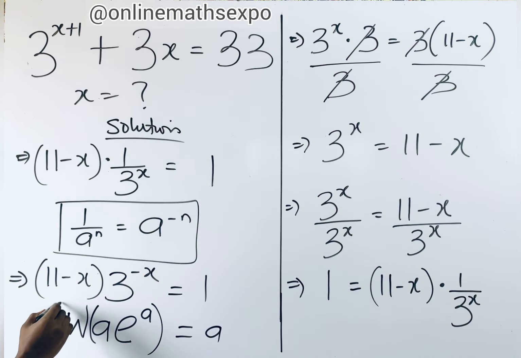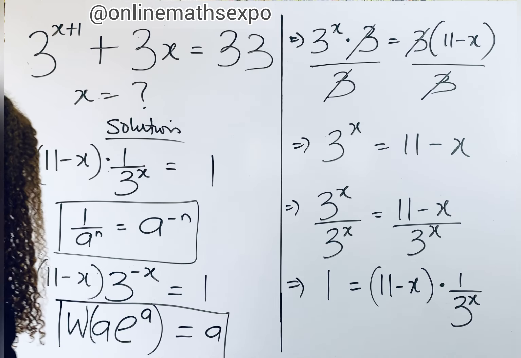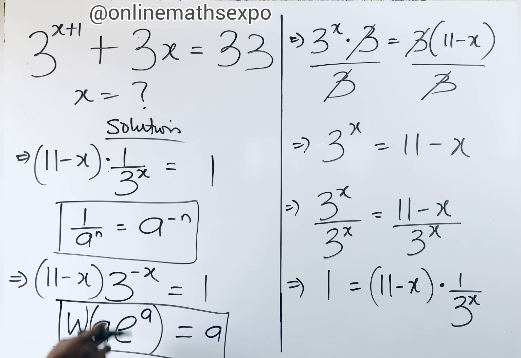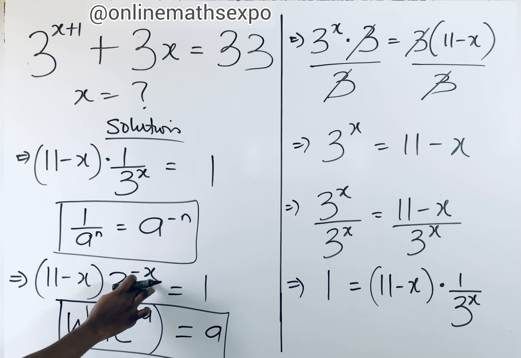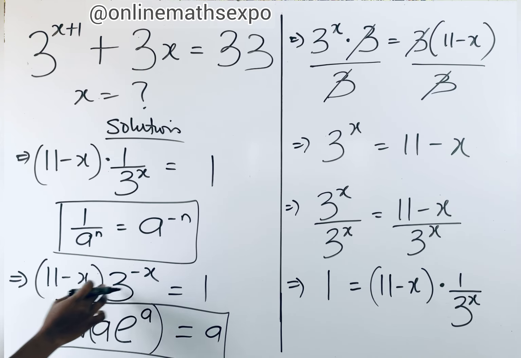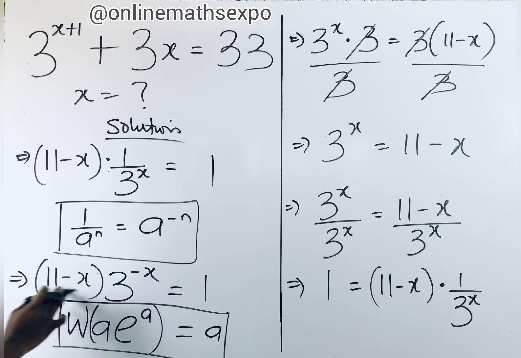But when you look at this function, you observe carefully that for you to apply this, you have to make sure that what you have here is e. But when you look at this, you see what you have is 3. And also, the power should also be the same with the coefficient. Now you see the power we have here is negative x, and what we have here is 11 minus x.